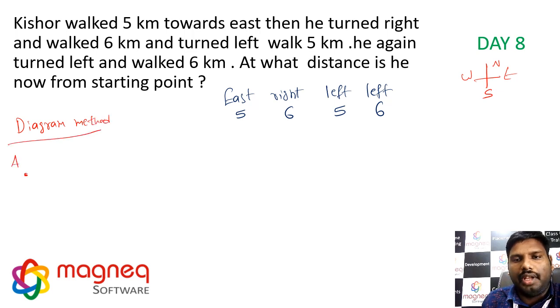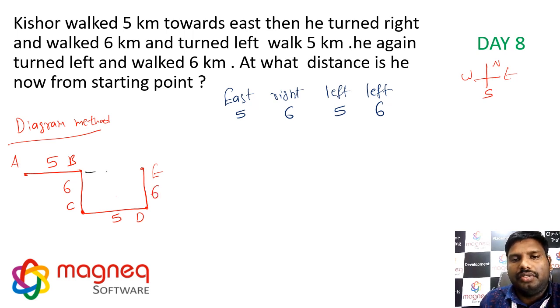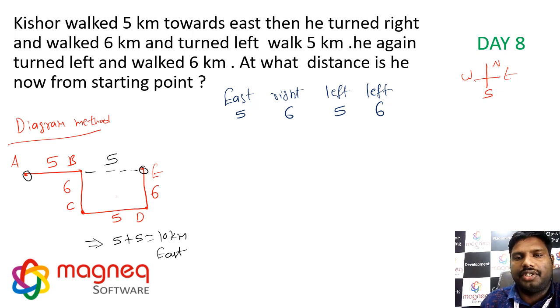So, starting point A, east 5 kilometers, A to B. From here to right side means down, south. From B to C. From C to left again 5 kilometers, C to D. From here to left, D to E means upside 6 kilometers. Starting point A, ending point E. So shortest distance 5 plus 5, 10 kilometers, and direction east.